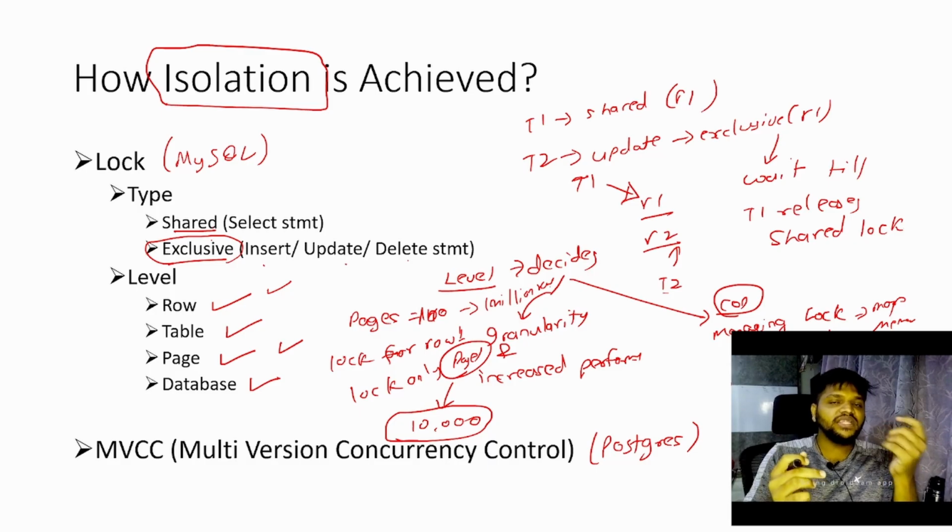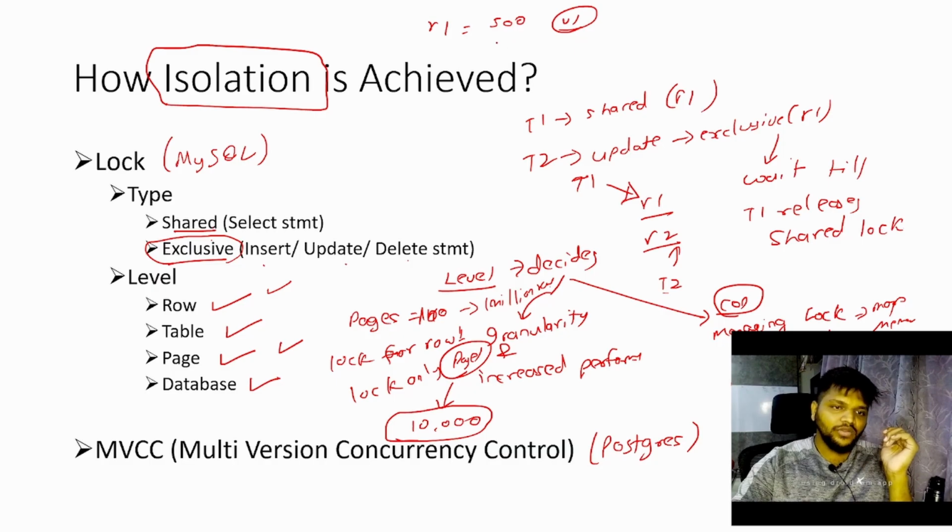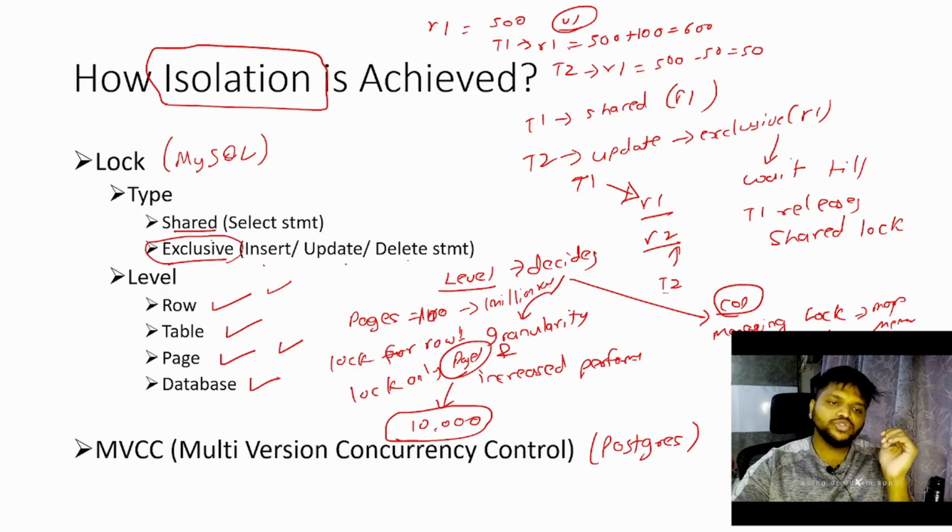So if my row 1 has 500 rupees, let's say this is version V1. Now T1 wants to update row 1 from 500 plus 100 equal to 600, and T2 wants to update R1, 500 minus 50 is equal to 550. Now when both transactions are happening, this one is going to have, let's say, version V2 and this one is going to have, let's say, version V3.